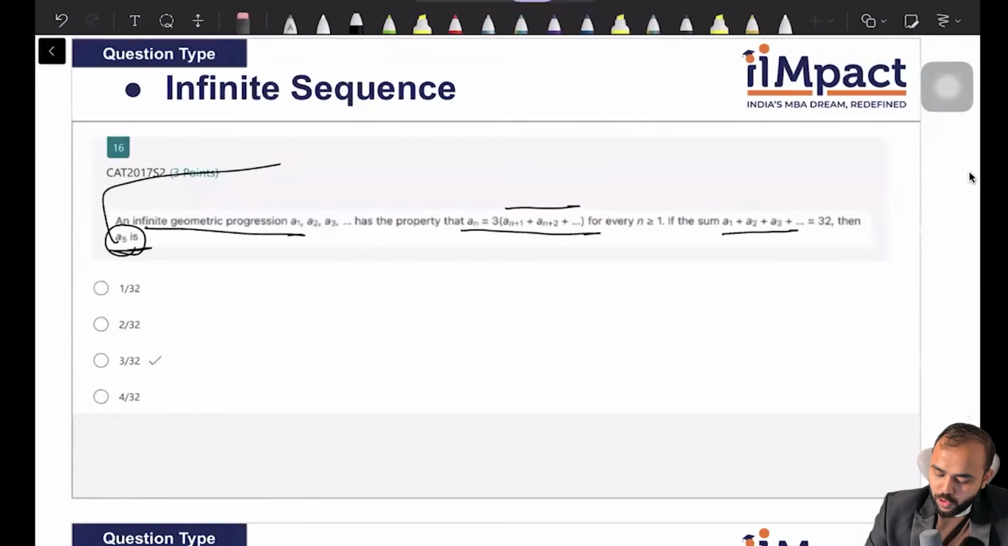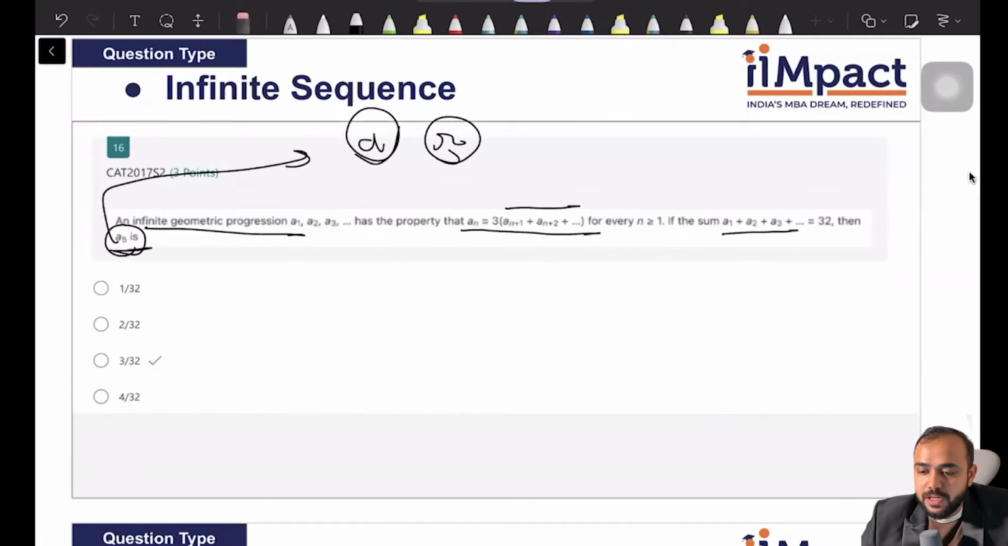To find A5, what do I need? I need A and I need R. These are the two things that I need. So which means I need two equations. Where will I get my two equations? First of all, A2 plus A3 and so on is going to be equal to what?